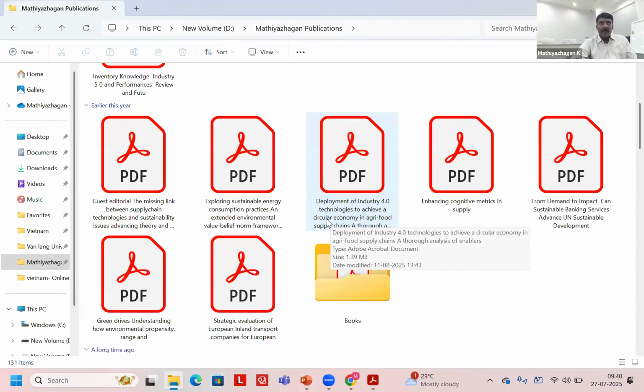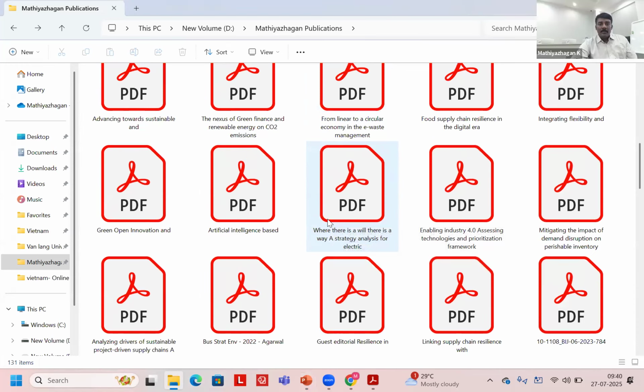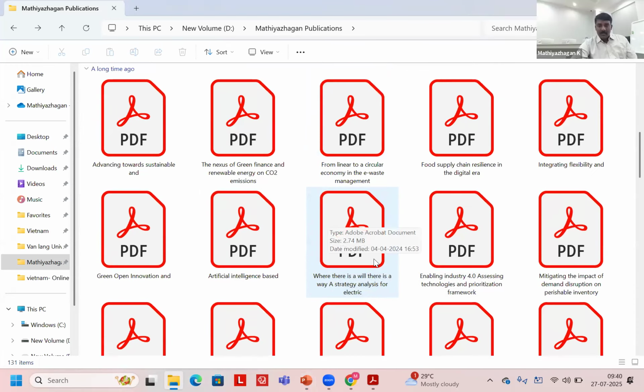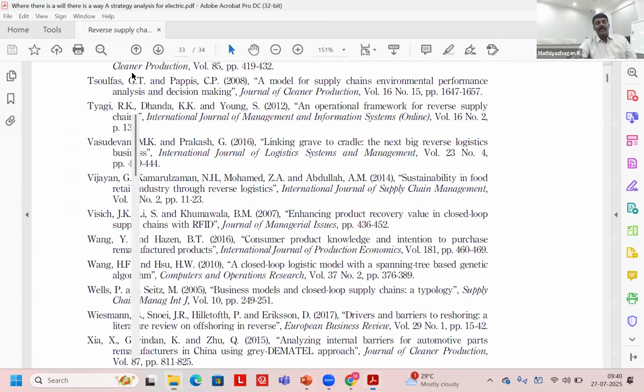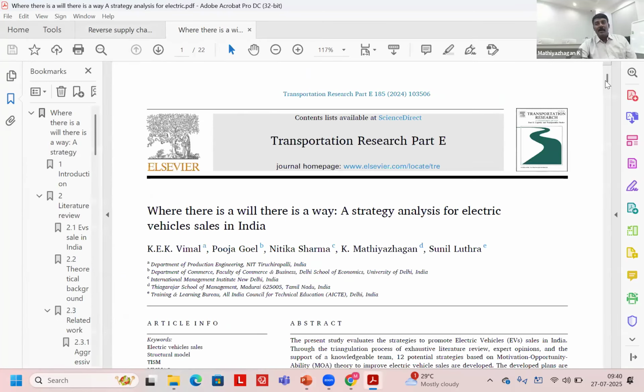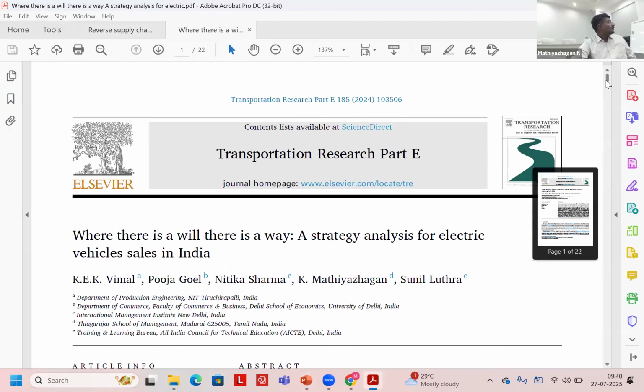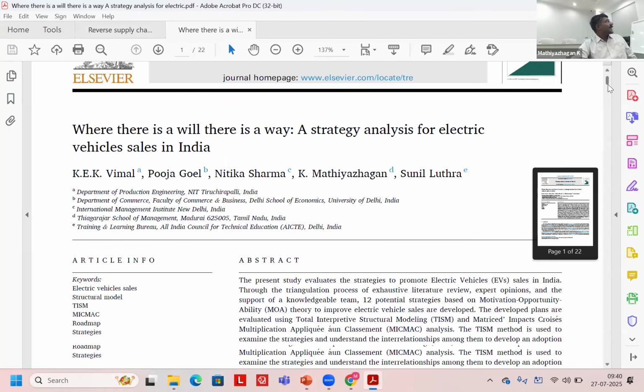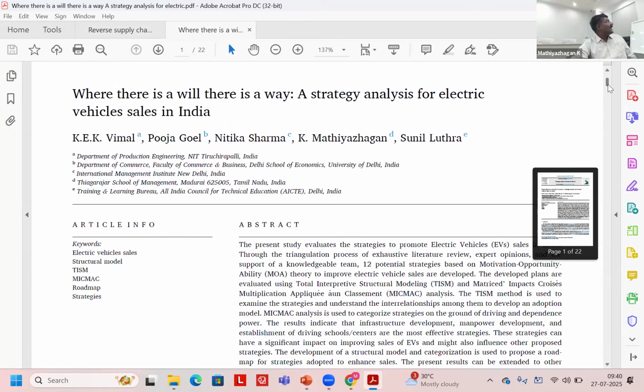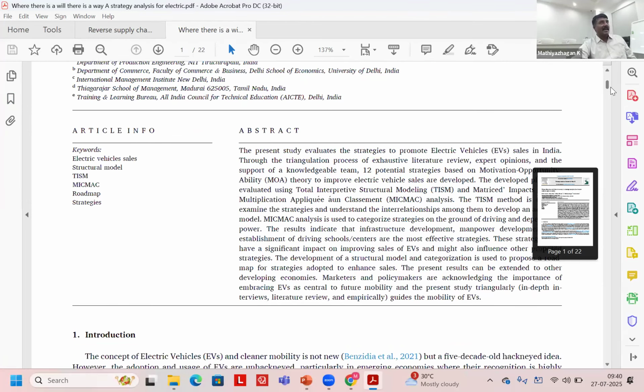Some people need to be convinced about literature. See here, everyone please see here. This is an A-star paper. Where there is a will, there is a way. The strategy analysis for electric vehicle sales in India.